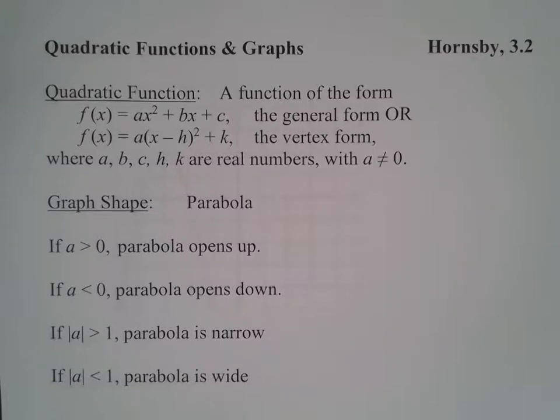There are two formats that we can see a quadratic function represented. The first one is called the general form. This is the one where we have ax squared plus bx plus c. The second one is called the vertex form. This one's been factored, and that can be a benefit to us. It's called the vertex form for a reason. It gives us a big hint on what the vertex is.